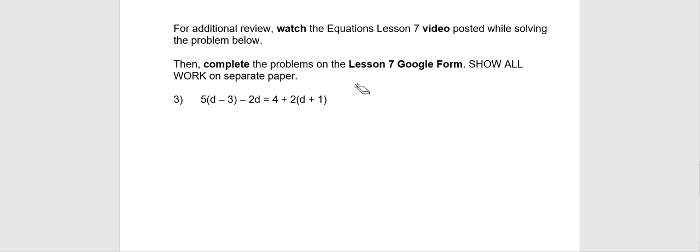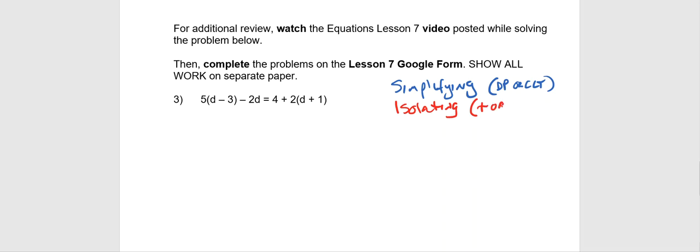Okay? So don't forget, we have this process that starts with simplifying. And remember, that's either the distributive property or combining like terms. We then move on to isolating. And that means getting the variable term away from the constant term. And that usually means that we're adding or subtracting terms to get that accomplished. And then our final step is the solving.